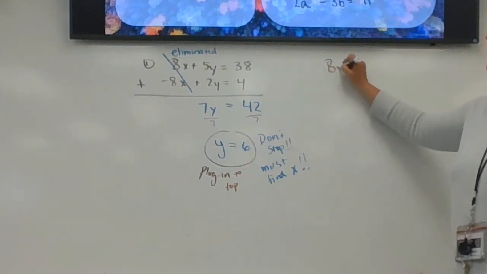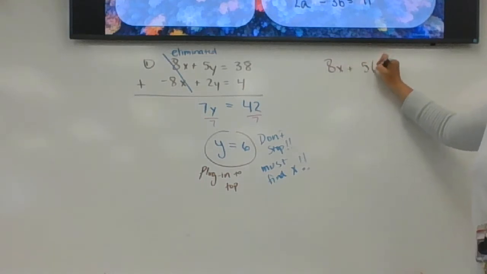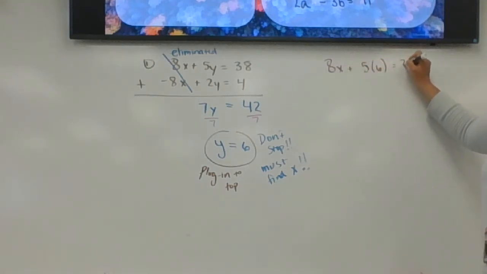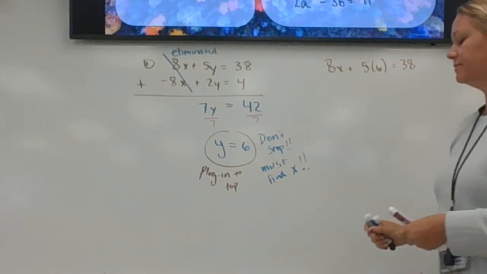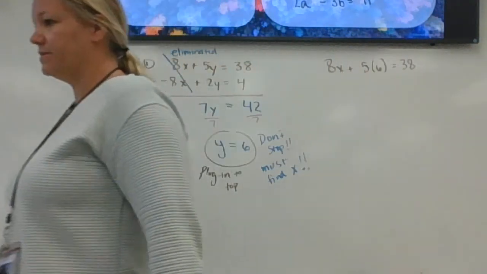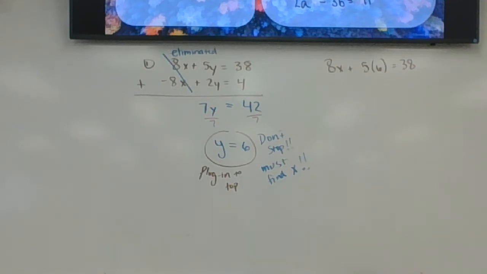So I'll do 8x plus 5 times 6 equals 38. I'm going to give you guys some time to work that out. Should take you 3-4 steps to find x. Well, Ruben says it's 1. Let's see if he's right.